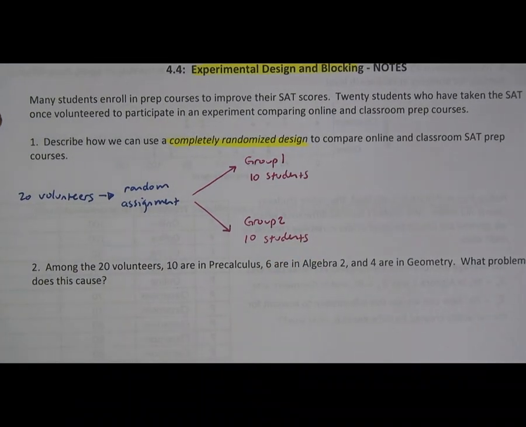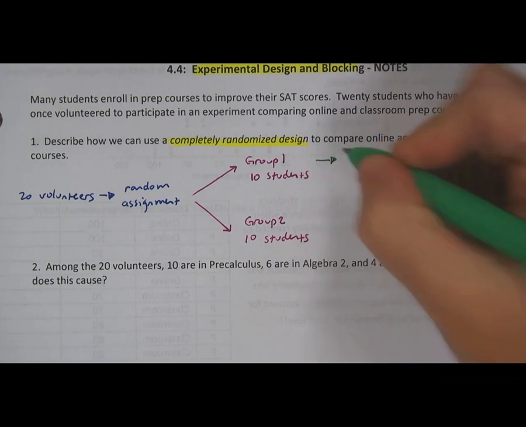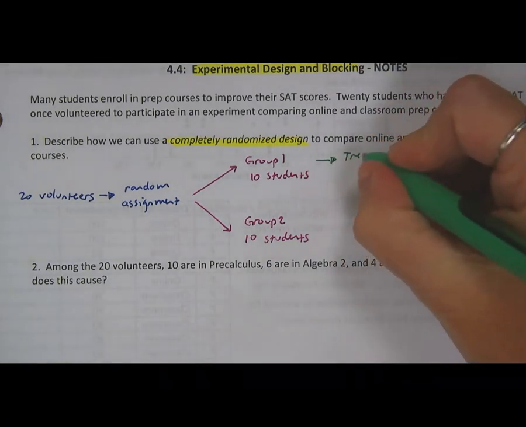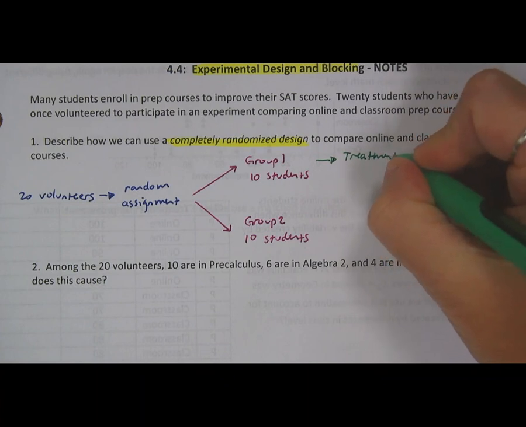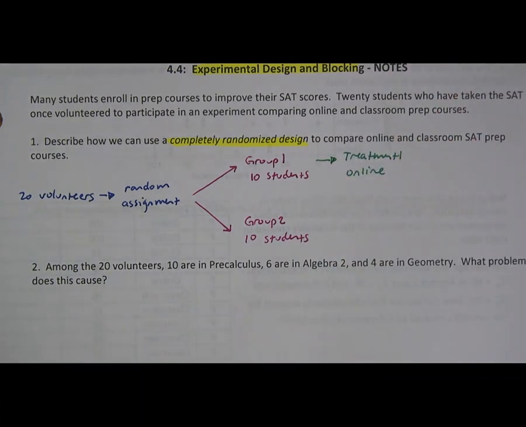You don't necessarily have to have the same amount in each. Like if there were 21 volunteers, it's okay that the groups are a little lopsided. And it depends on later on when we talk about blocking. But right now it makes sense to just split them up 10 and 10. And this group 1, their treatment, let's just say they're the online group. Treatment 1, they're taking that prep course online.